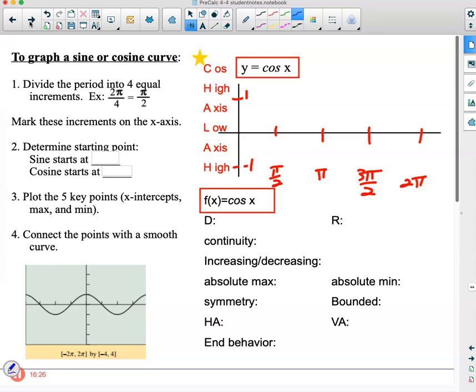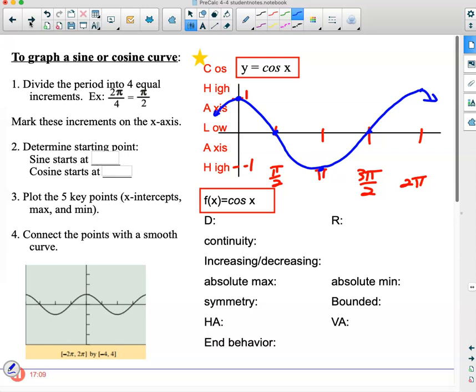But cosine doesn't start at 0. Cosine starts at 1. Remember that point out there at 0 radians is 1, 0. So it starts up here. The way cosine works is cosine is high, axis, low, axis, high. And again, connect it up into a smooth curve and watch the arrows at the end. Don't make them look like they're going way up forever and down forever. That's not happening. We have to keep that nice smooth curve going.